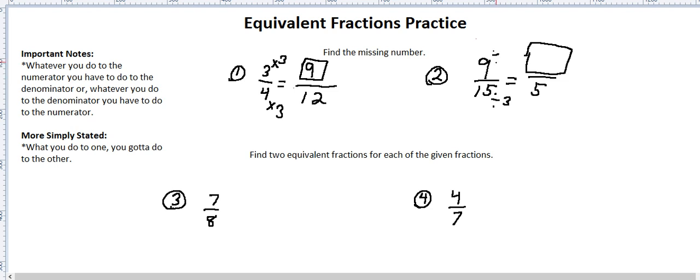Whatever I do to one, I've got to do to the other. So I'm going to divide the top. 9 divided by 3 is 3. So 9/15 equals 3/5.